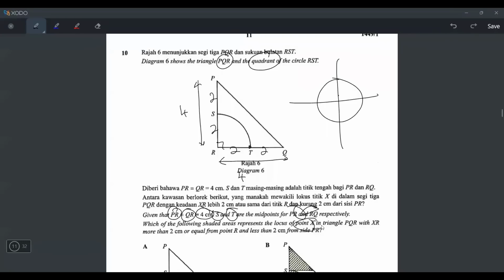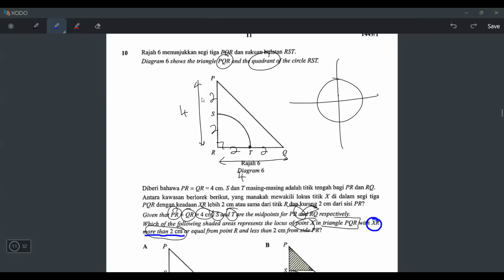And then they say, which of the following shaded areas in ABCD represents the locus of point X in triangle PQR with XR more than 2 cm. Okay, so this is about locus. Let's use another color, let's use blue. You have to know that the locus of point X means X is the moving point, but it has to move such that the XR distance is always more than 2 cm.